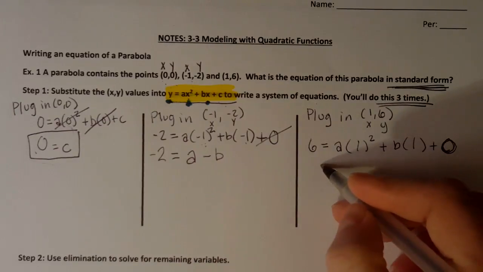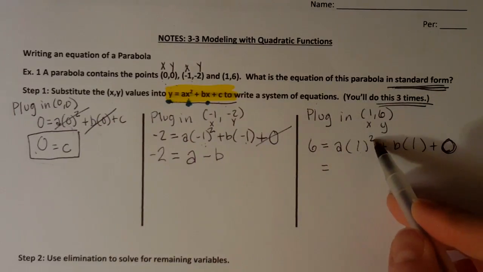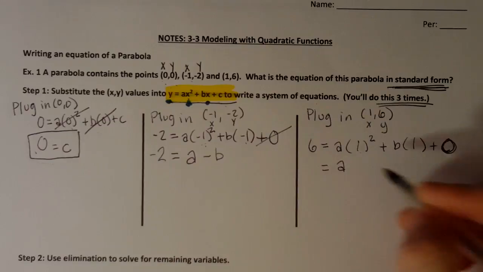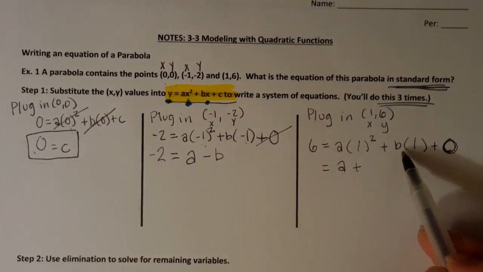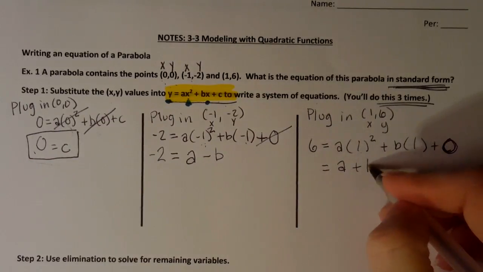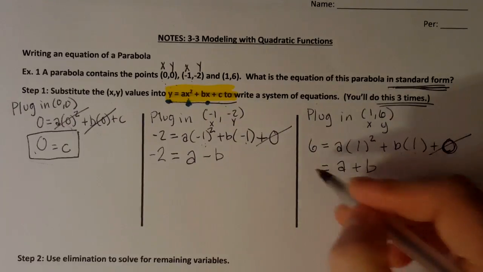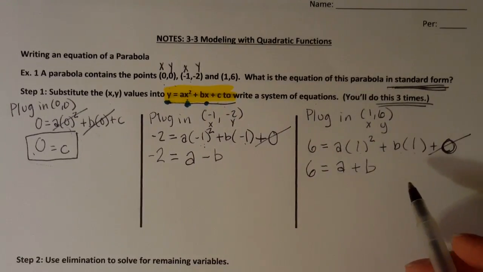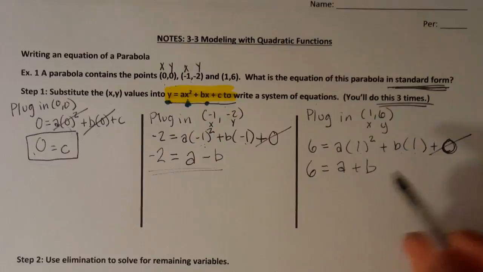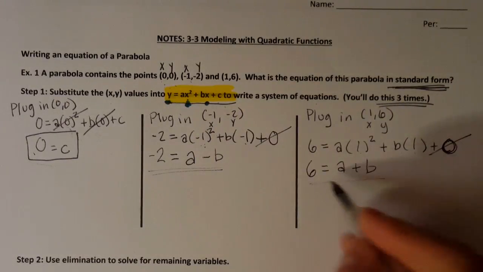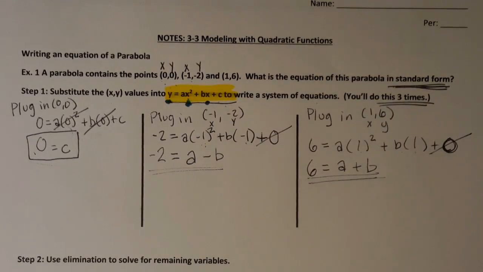Again, we need to do parentheses and exponents first. 1 squared is just 1a. Plus, multiplication next, b times 1 is just b. And we don't need to write adding 0. Bring down the 6. Now, notice we have 2 equations and 2 unknowns. We still don't know what a and b equal. So, we're going to use elimination to solve for the remaining variables.